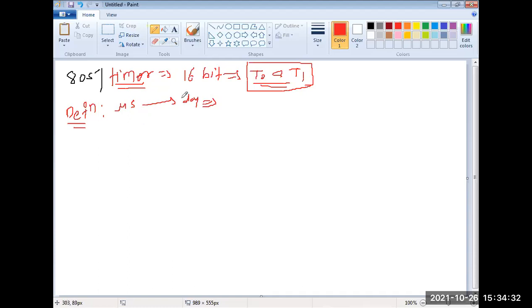Done. Next point, write down. The 8051 has 2 timers, timer 0 and timer 1, of 16-bit size.